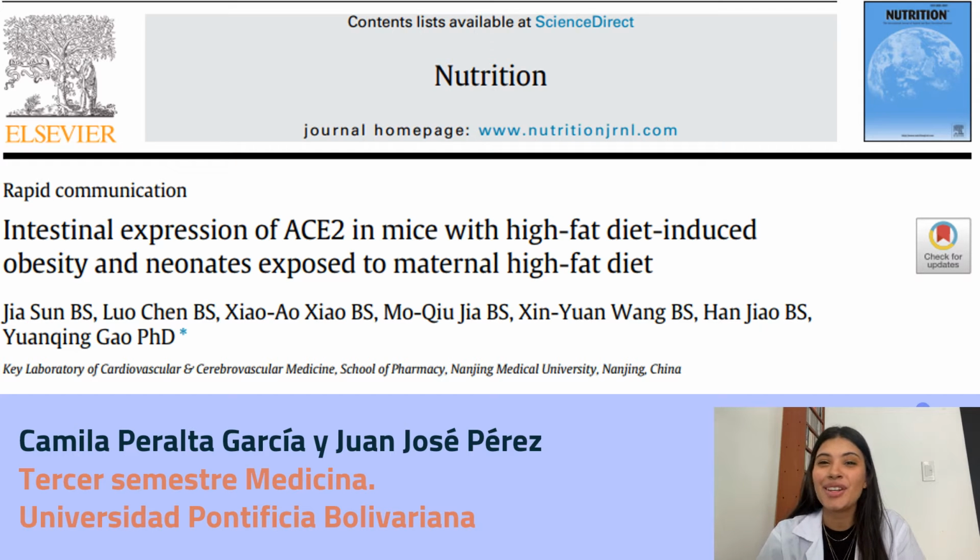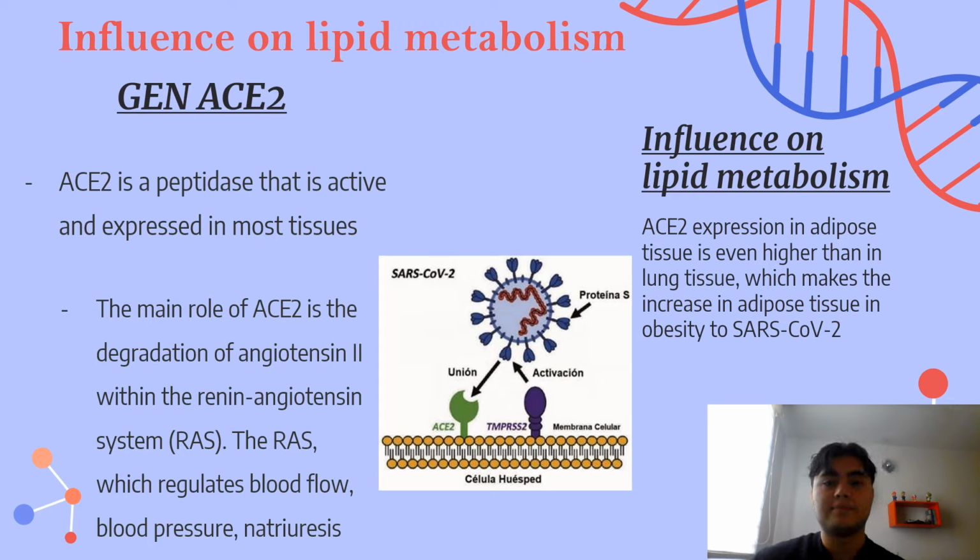Hi, today we're going to talk about this article called Intestinal expression of ACE2 in mice with high-fat diet induced obesity and neonates exposed to maternal high-fat diet. ACE2 is a peptidase that is active and expressed in mouse tissues. However, the kidney, endothelium, lungs, and heart have the highest expression of ACE2 in the body.